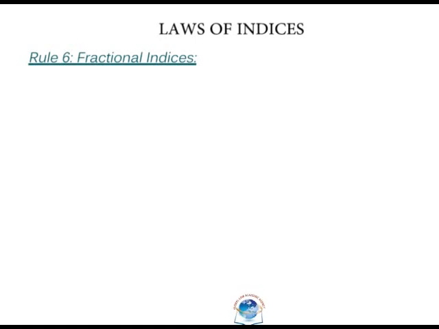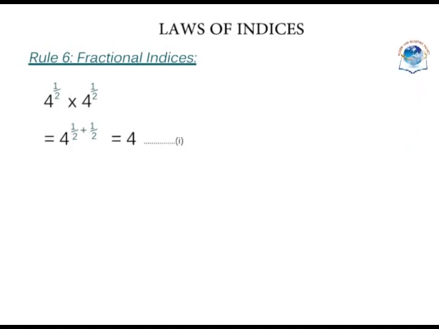Rule number 6, fractional indices. Now, consider 4 raised to power half times 4 raised to power half. According to the rule of multiplication, this is equal to 4 raised to power half plus a half, which is equal to 4. Let's call that equation 1. We also know that root 4 times root 4 is equal to 4. We call that equation 2.